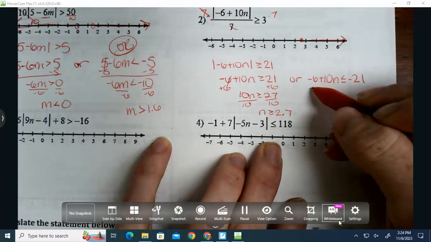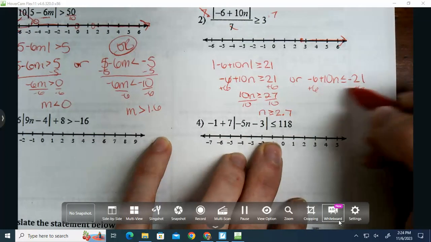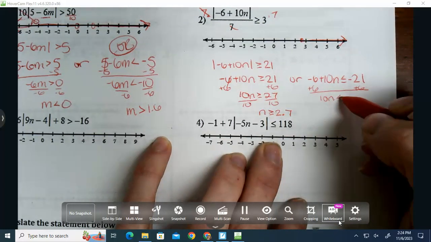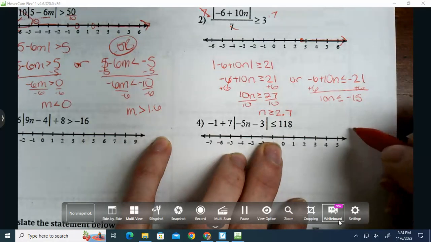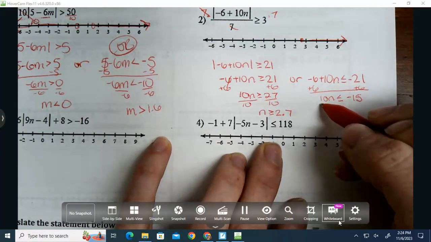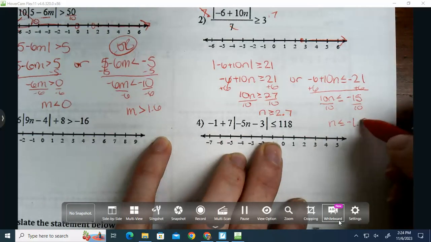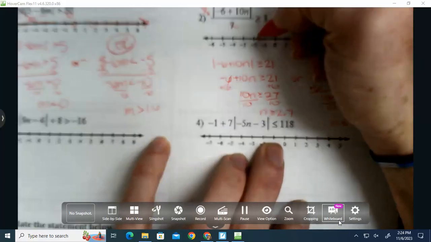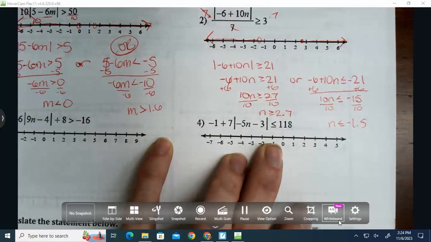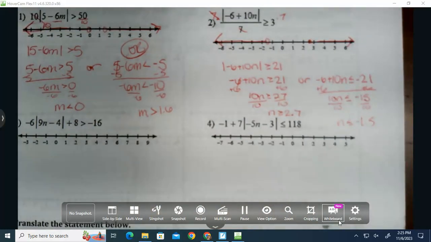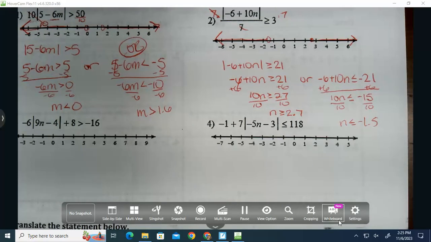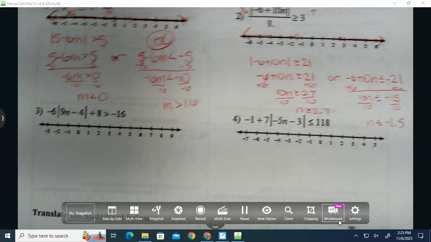So for the second one, if we add our 6, we have 10n is less than or equal to negative 15. Divide by 10, so n is less than or equal to negative 1.5. So that's two examples of the ors. Get the absolute value by itself, and we set up two separate problems and solve them. We're going to do one more together, and then I'm going to have you guys try one.